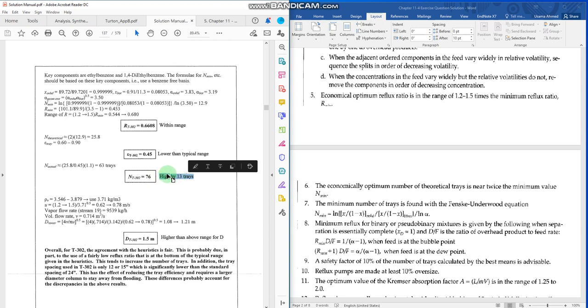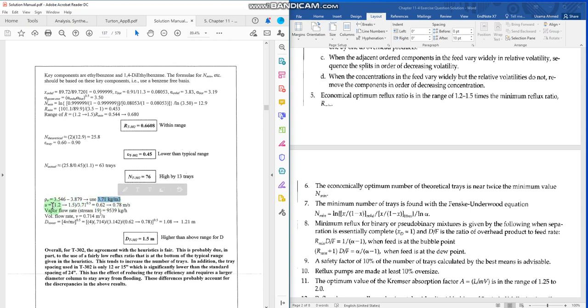Now we have to estimate the diameter of the tower. So we first have to calculate the density of the vapors. You are provided with the component flow rates, and then you can get the value for the mole fraction, and using the molecular weight of each component, you can get the value for the average density of the vapors. That comes out to be 3.71 for this problem.